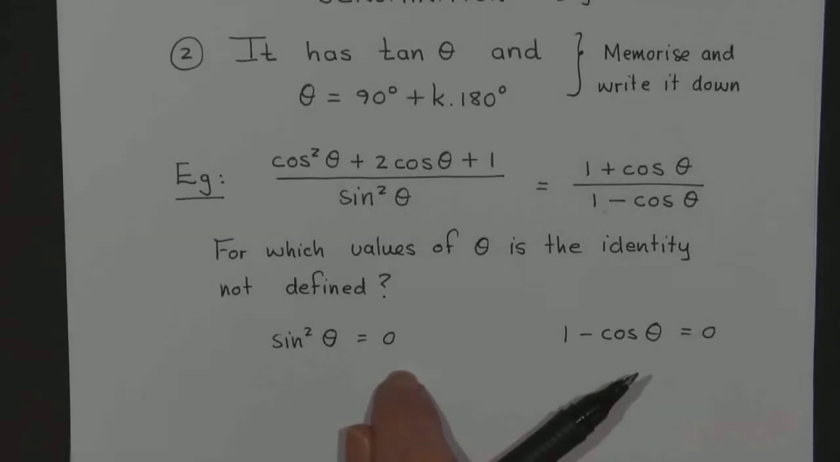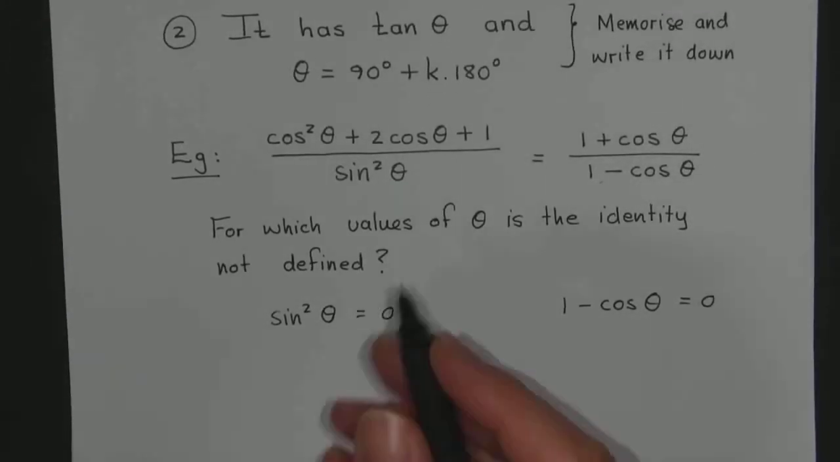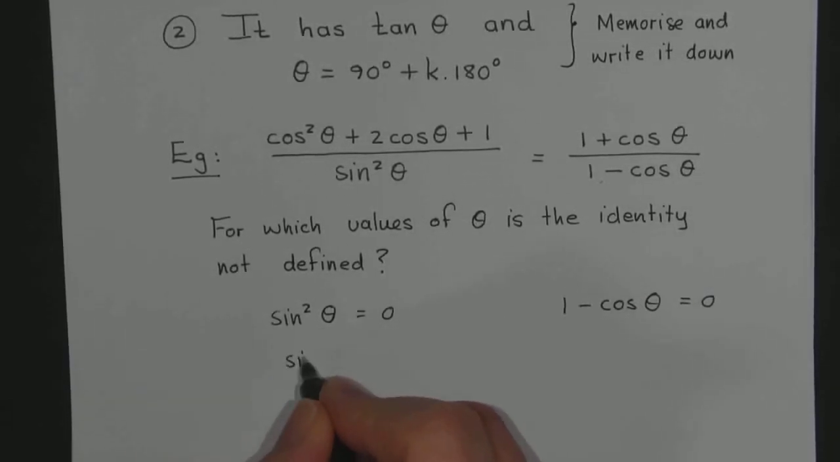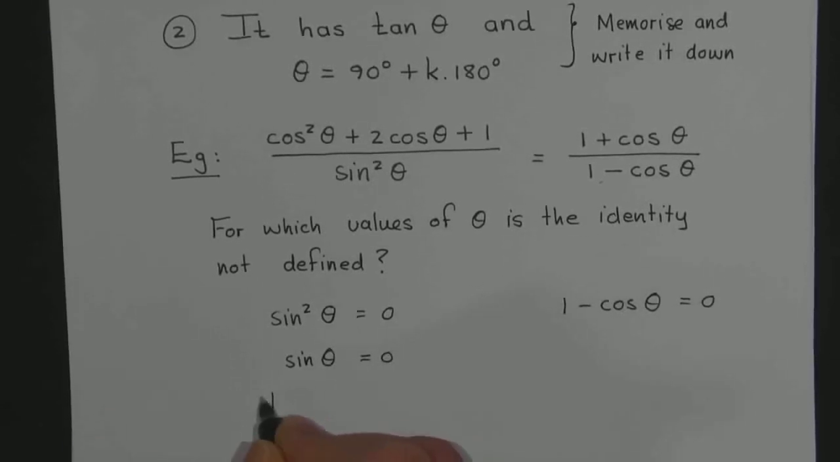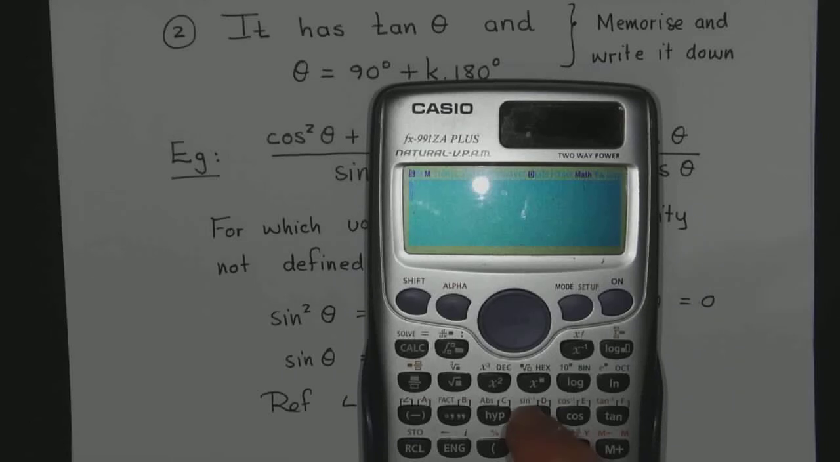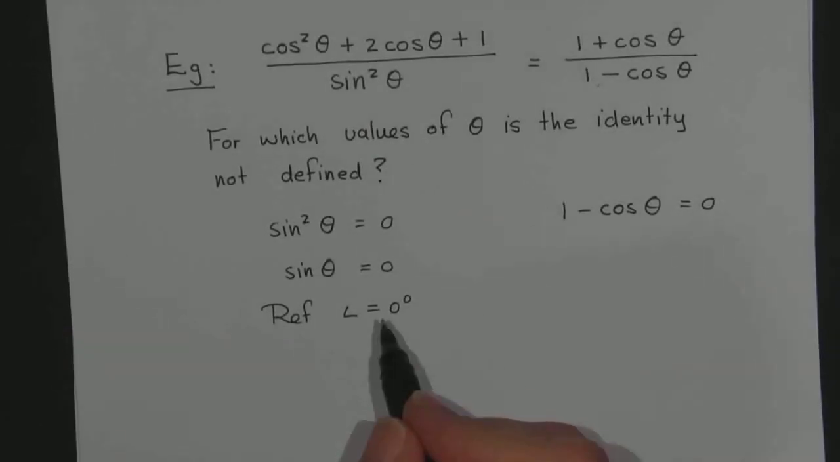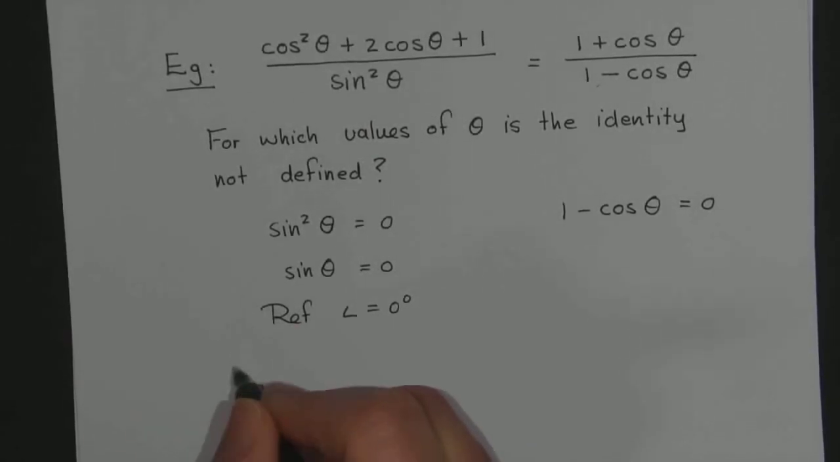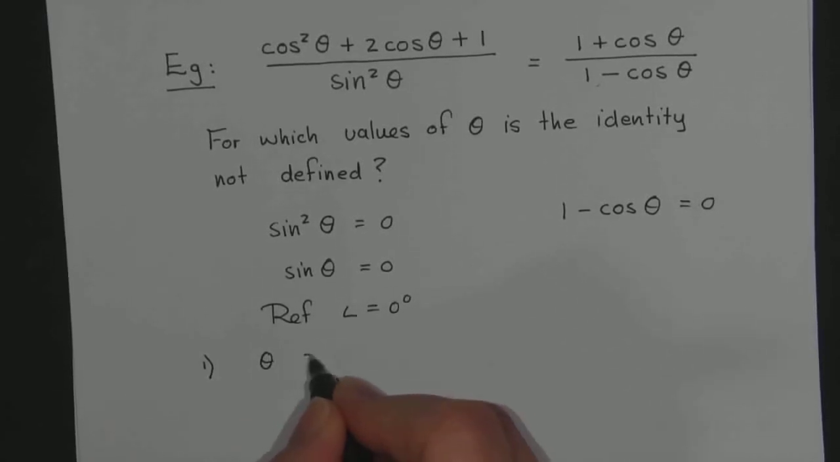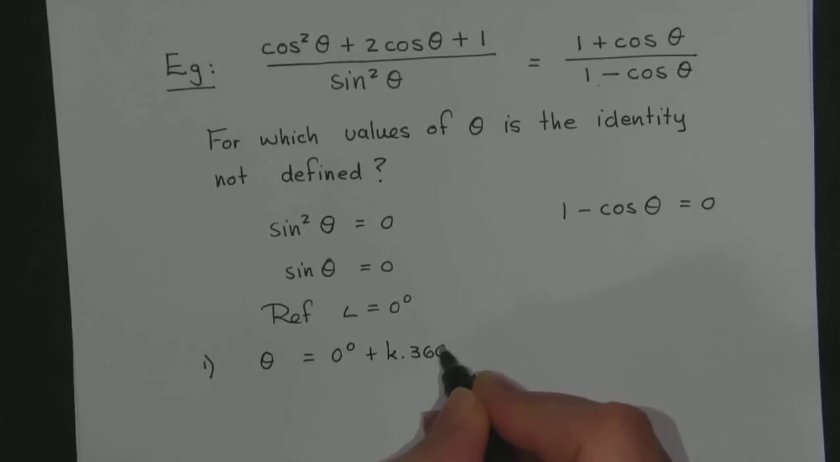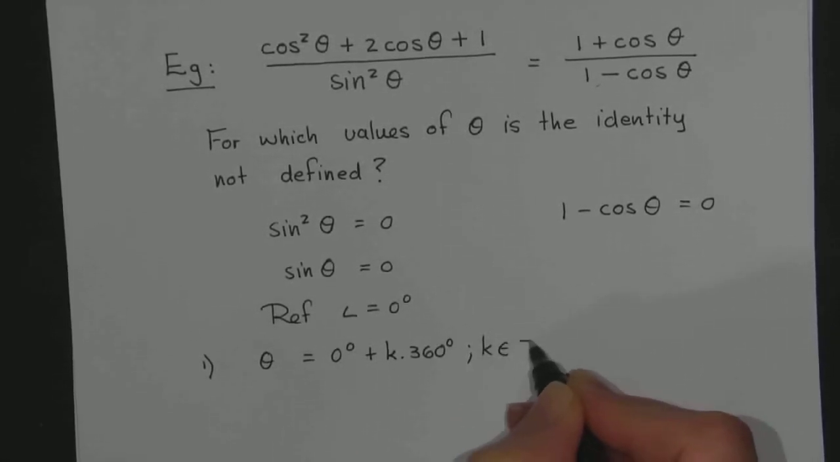So to get this spot where the identity is undefined, first things first, square root both sides. So if I square root both sides, I have sine theta is equal to 0. I find a reference angle, and you'll see your reference angle is going to be 0 degrees, because if you do inverse sine of 0, you end up with 0. So your reference angle is 0 degrees. And then you can say sine has got two parts. The first part, we say theta is equal to 0 degrees plus k times 360. And please remember k is an element of the integers.